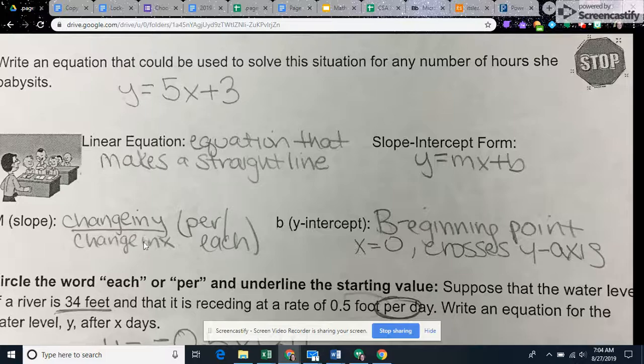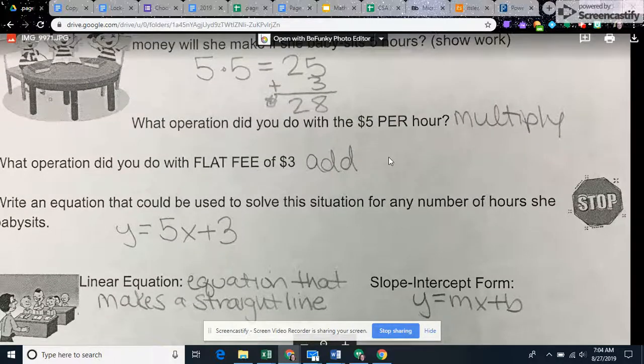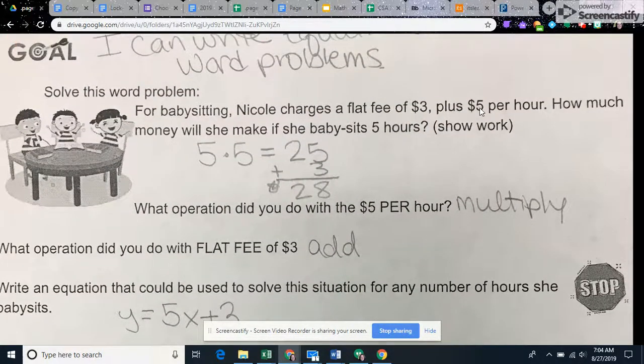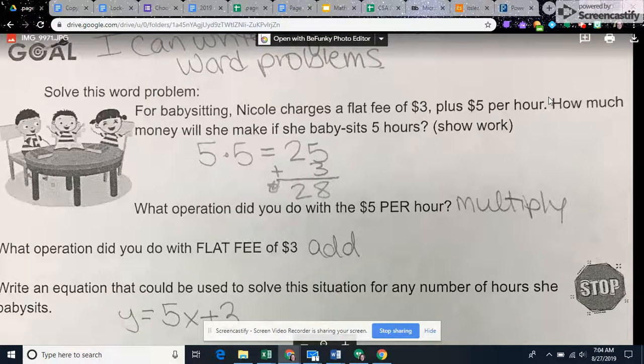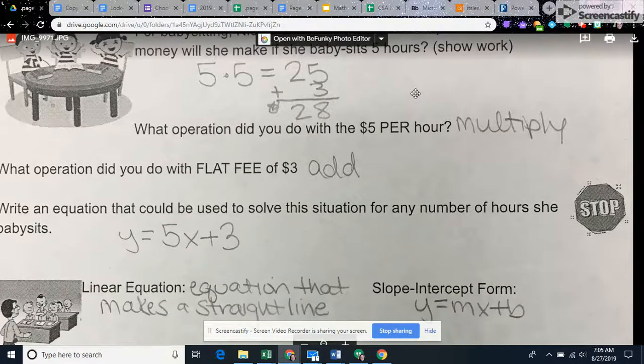Sometimes they keep it out, but you can tell where it's supposed to be. So thinking about this change in y and change in x, going back up to this problem, she makes $5 per hour. So it changes $5 for every 1 hour. So that's why this is the slope: $5 per hour, change in y over change in x.